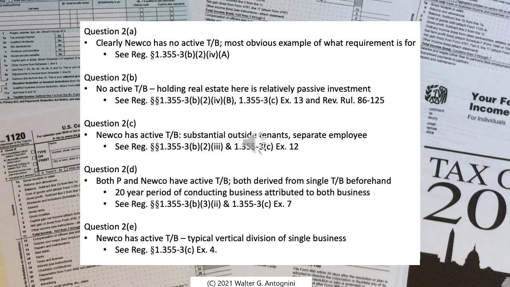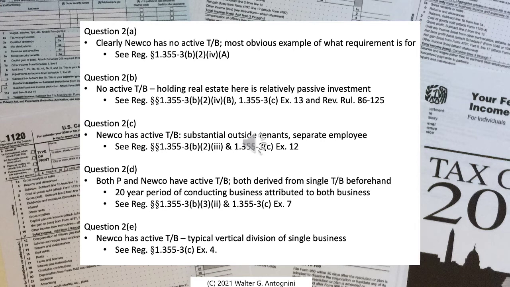And yet, because the two subsequent businesses are considered split from a single business, each will be considered to have been conducted for the entire period that the entire business was conducted, 20 years. And so again, that is important here.